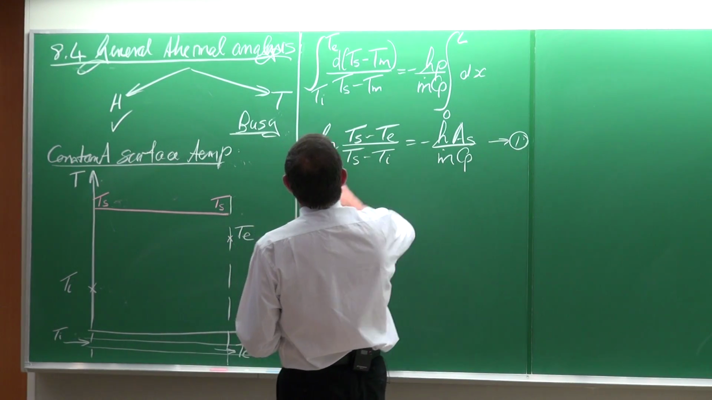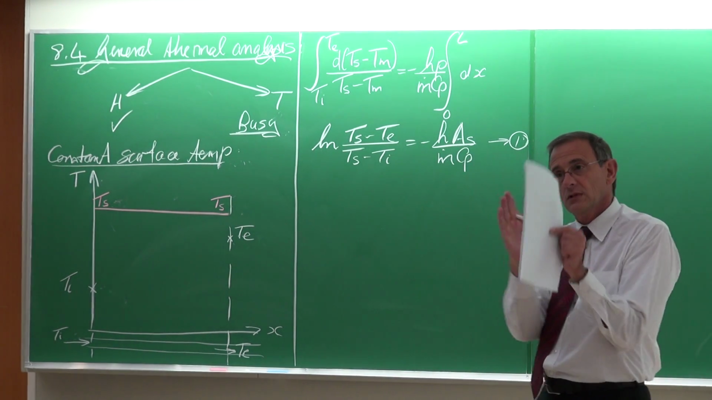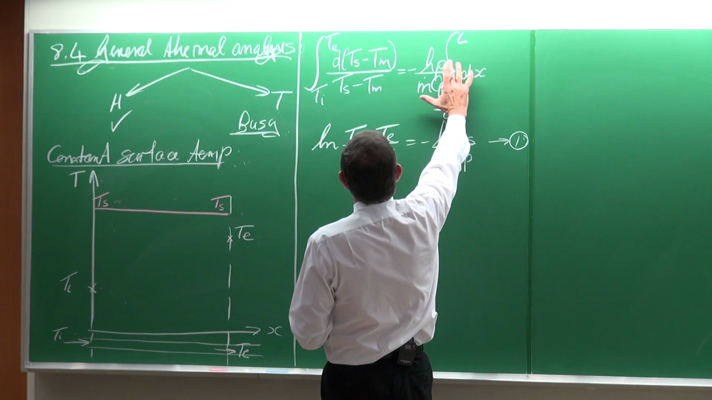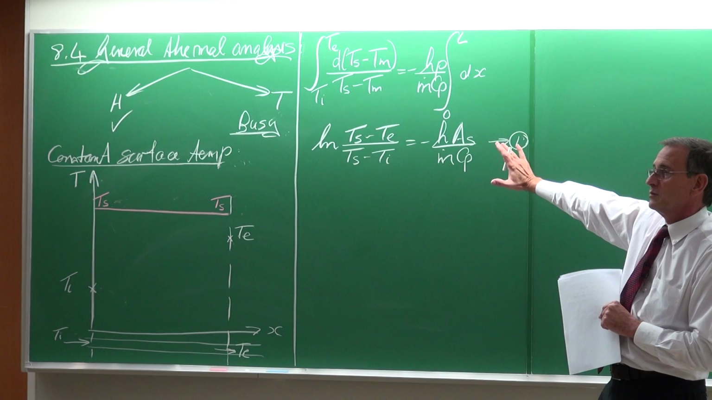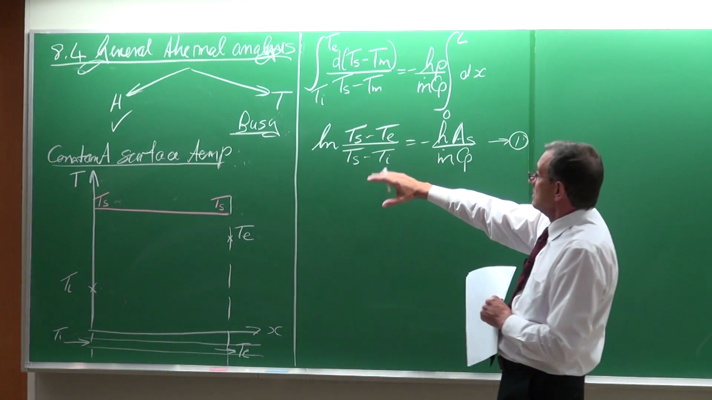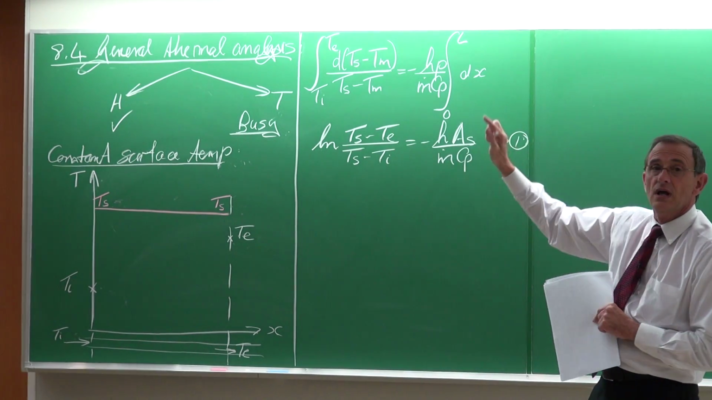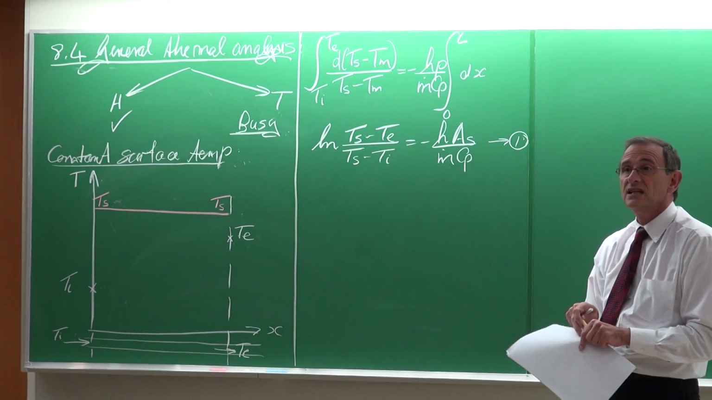Okay. And therefore, we did go and look at a control volume type of approach, and we have derived this equation, and I think we've ended the lecture with approximately that equation. So the ln of this temperature distribution is equal to minus the heat transfer coefficient multiplied by the surface area divided by the mass flow and Cp.